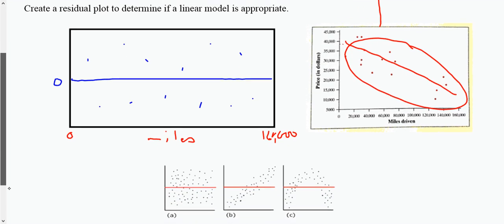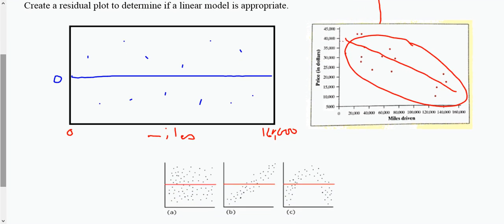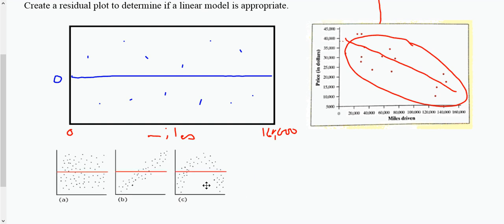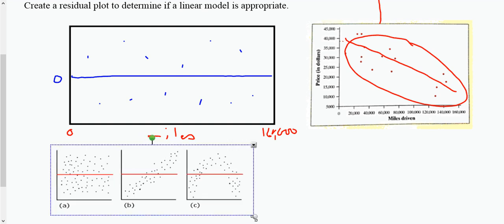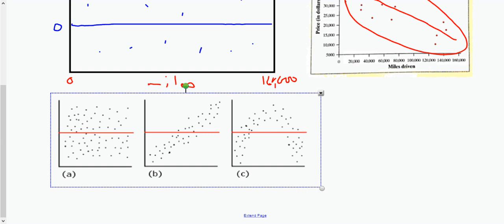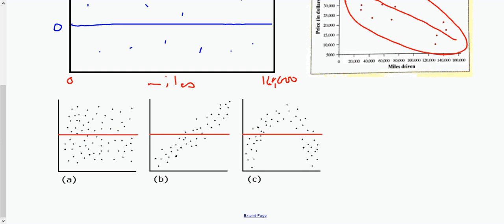But let's talk about what pattern we're looking for, or lack thereof. If we have a residual plot created, to interpret it properly, here are three scenarios. And if you notice, two of these three have a pattern. So first of all, in B, we have this pattern that's all negatives below it.